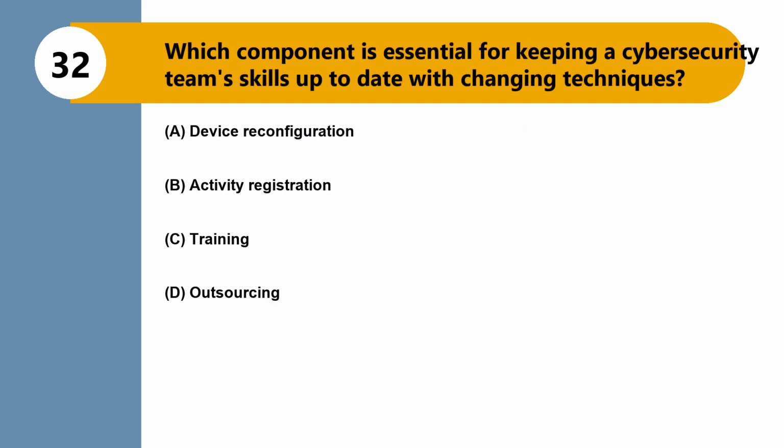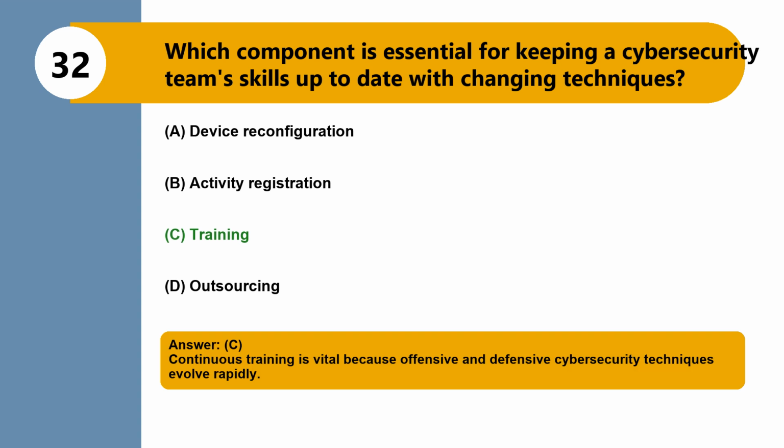Question 32. Which component is essential for keeping a cybersecurity team's skills up to date with changing techniques? Option A, device reconfiguration. Option B, activity registration. Option C, training. Option D, outsourcing. The correct answer is option C, training. Continuous training is vital because offensive and defensive cybersecurity techniques evolve rapidly.